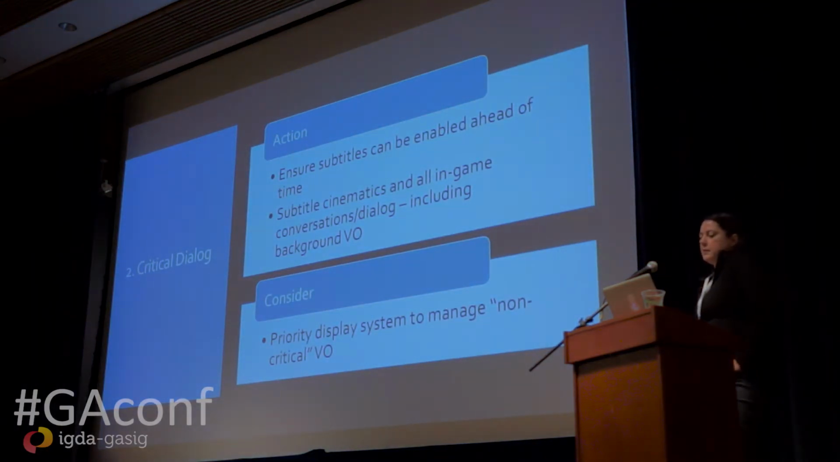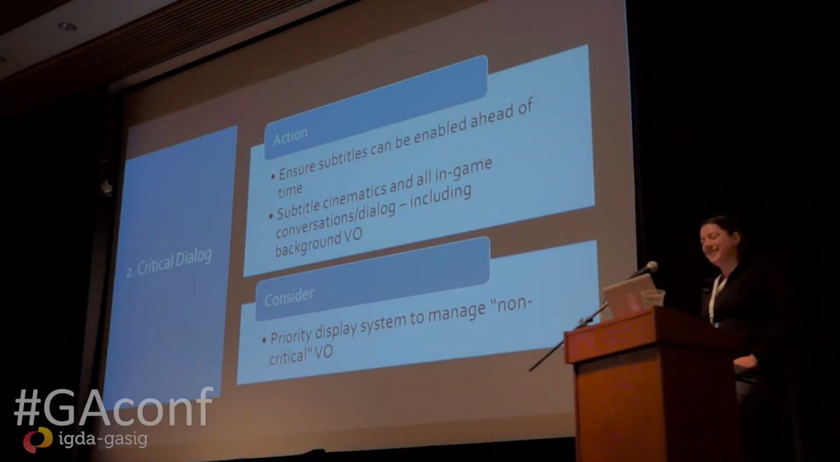Some developers don't subtitle minor VO that's not crucial for game progression. For games bustling with background characters, this can render a rich world flat for players who rely on subtitles. My recommendation is that rather than excluding whole sections of dialogue from subtitling, you develop a priority display system to manage background VO so it can display during moments when it won't distract from critical VO.